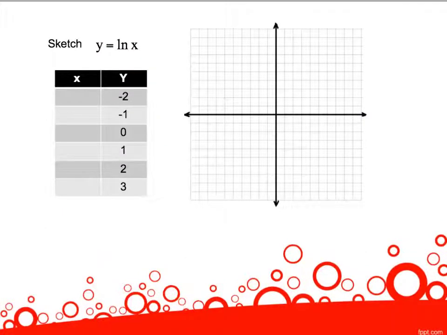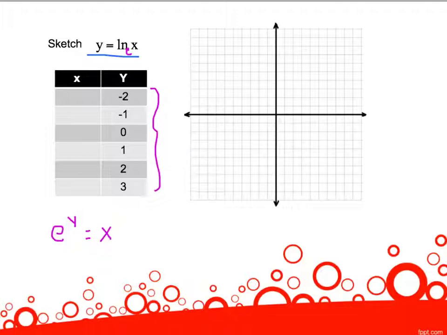Now we're going to take a minute and sketch the graph of y equals natural log of x. So again, rewriting this into exponential form, remember that natural log has that little base e. So this means e to the y is equal to x. If we pick these values for y, we can get our x values.